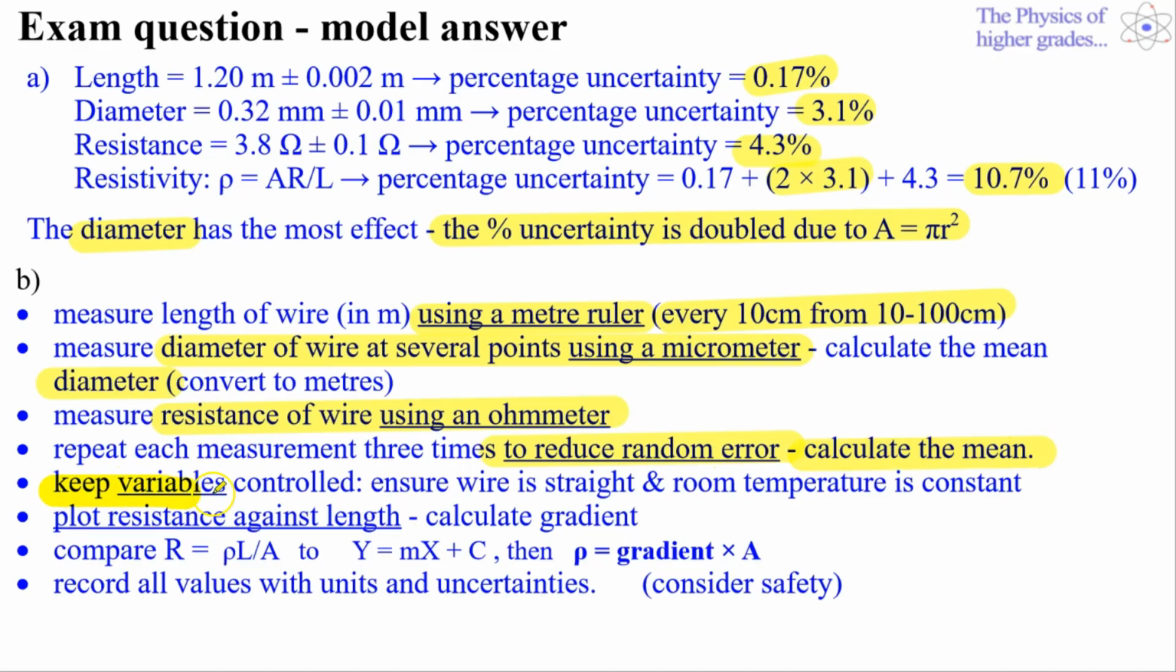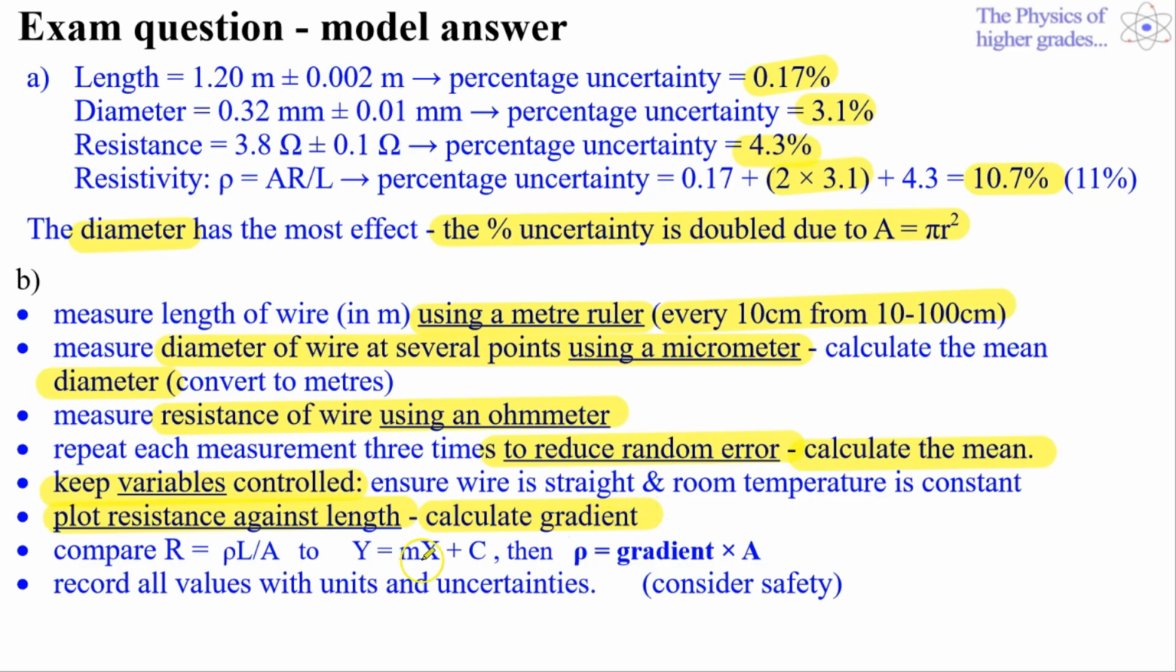We could talk about the variables. So there should only be 2, to make this a fair test, there should only be the resistance and the length. Everything else should be constant, so the equipment, the temperature, make sure the wire is straight. So don't just say plot the data, that won't get any marks. Plot the resistance against the length. So resistance on the Y, length on the X. So length is the independent variable, resistance is the dependent variable.